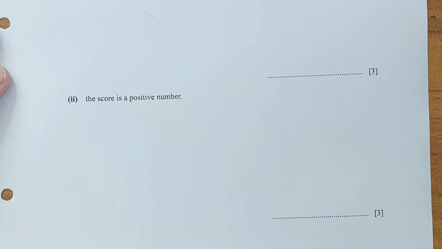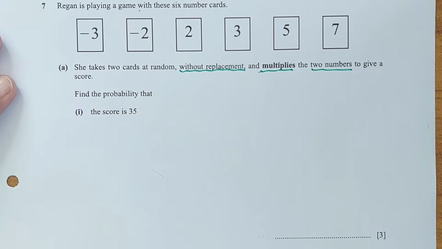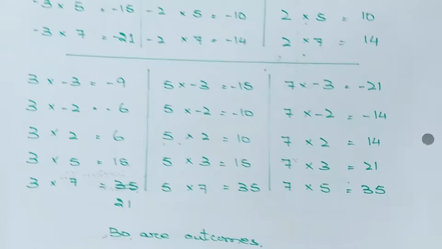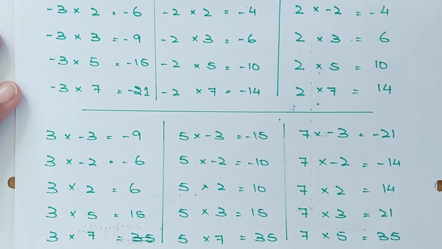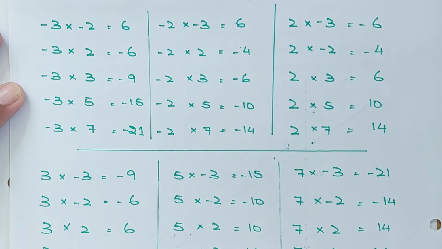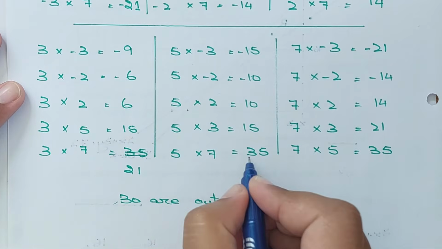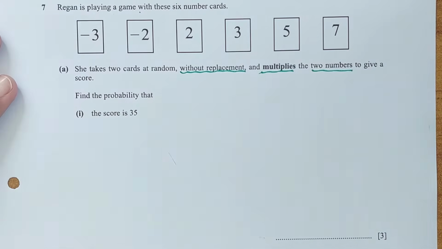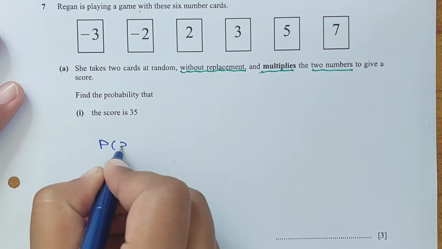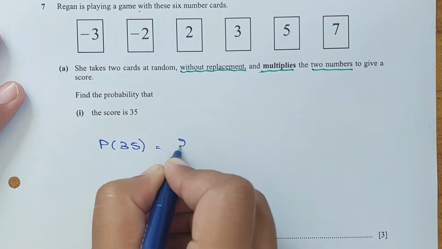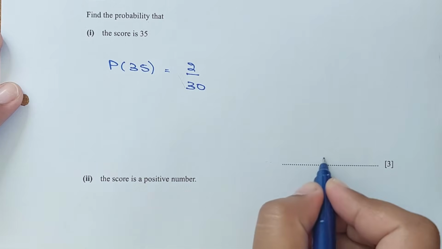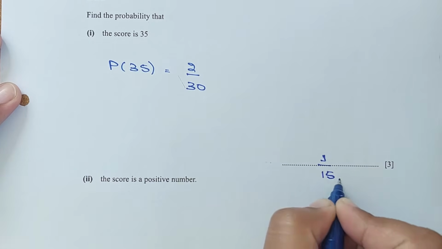Okay. Now moving back to the question, find the probability that the score is 35. How many scores are 35? We can check. We have this is 35 and this score is 35. So 2 are 35 out of 30. So the probability the score is 35 is 2 out of the total 30 scores. So 2 out of 30 is 1 by 15 in the simplest form.